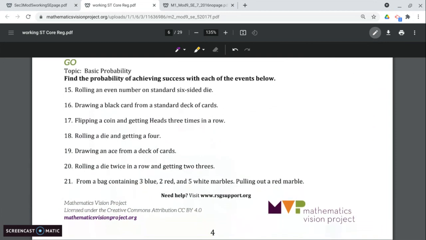All right, last section is basic probability. Find the probability of achieving success with each of the events below. Rolling an even number on a standard 6-sided die, 1 through 6, there's 3 that are even, so 3 out of 6, which is 50%. Drawing a black card from a standard deck of cards, half the cards are black, so 1/2 is 50%.